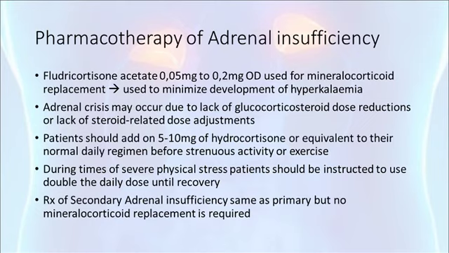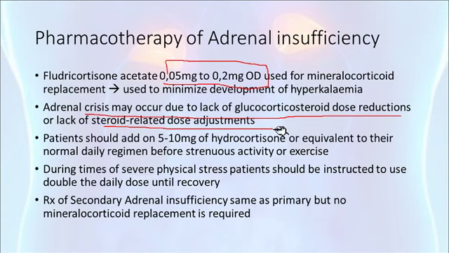In the case where a patient may have hyperkalemia, you may need to consider the use of fludrocortisone acetate orally, anywhere between 0.05 milligrams to 0.2 milligrams once daily. Adrenal crisis may occur in patients due to a lack of glucocorticosteroid dose reductions or a lack of steroid-related dose adjustments.